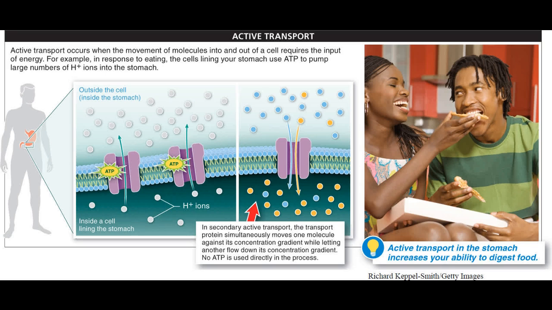Many transport proteins use an indirect method of fueling their activities rather than using energy released directly from ATP. In the process of secondary active transport, the transport protein simultaneously moves one molecule against its concentration gradient while letting another flow down its concentration gradient. Although no ATP is used directly in this process, at some other time and in some other location, energy from ATP was used to pump one of the molecules involved in the secondary transport process against its concentration gradient.